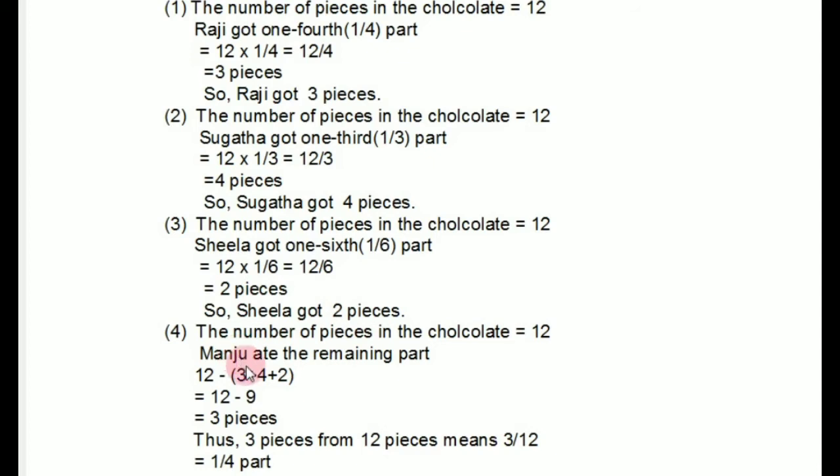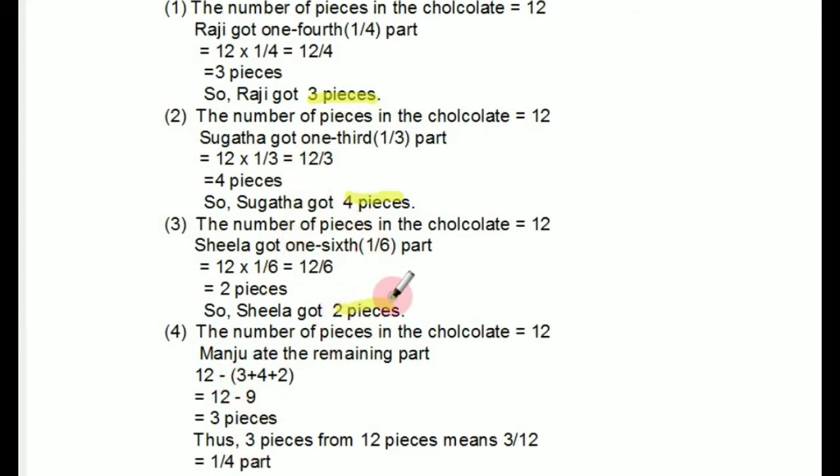Now here we are finding out the part which Manju got. For this we have to add all the pieces of Raji, Sugatha and Sheila. First we have to add all these pieces and then we subtract this from the total number of pieces. So 12 minus 3 pieces, 4 pieces, 2 pieces.